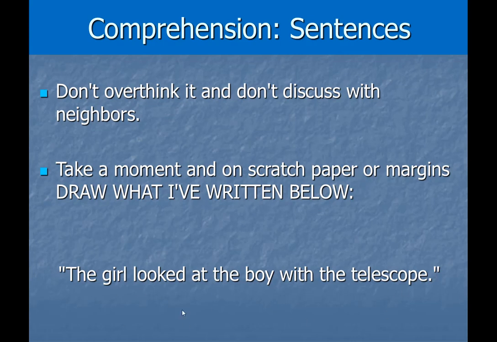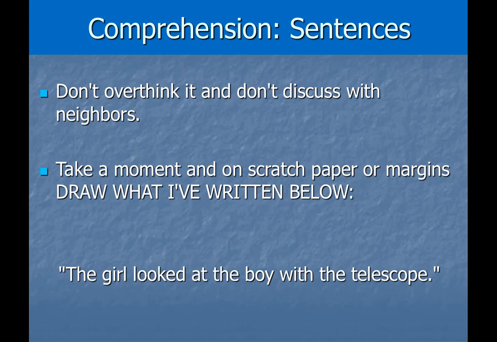That's because this is an ambiguous sentence, right? There are two different ways to interpret this sentence. It could be that the girl is looking at the boy, and what is she using? She's using the telescope. The girl looked at the boy using the telescope, with a telescope. Versus the other interpretation is the girl looking at something. What is she looking at? She's looking at the boy with the telescope. Both of those do work. Both of those are grammatically valid within English.